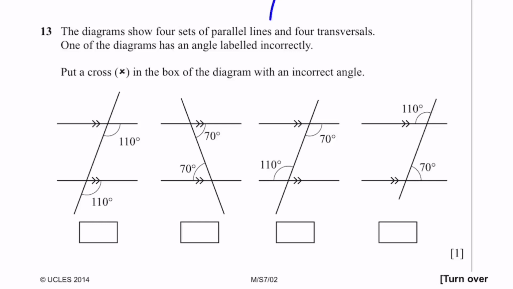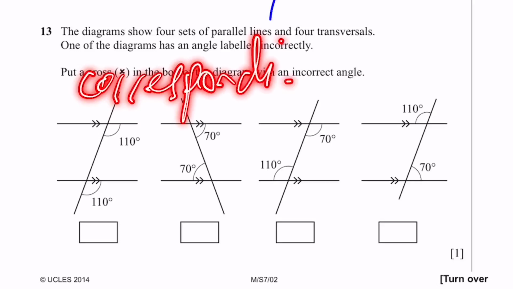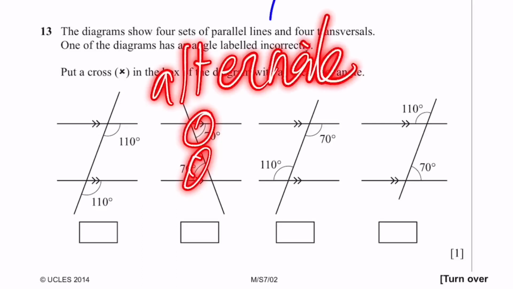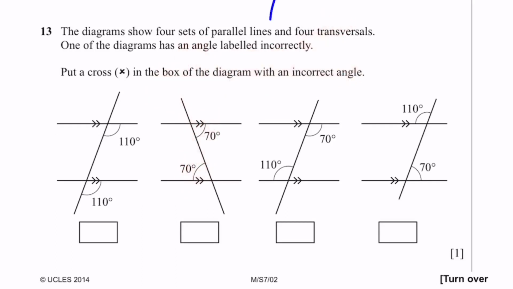The diagram shows 4 sets of parallel lines and 4 transversals. One of the diagrams has an angle labeled incorrectly. Put a cross in the box of the diagram with an incorrect angle. So first, 110 and 110. This is corresponding and therefore it is correct. 70 and 70. These are alternate angles. They are always equal, so they're also correct.